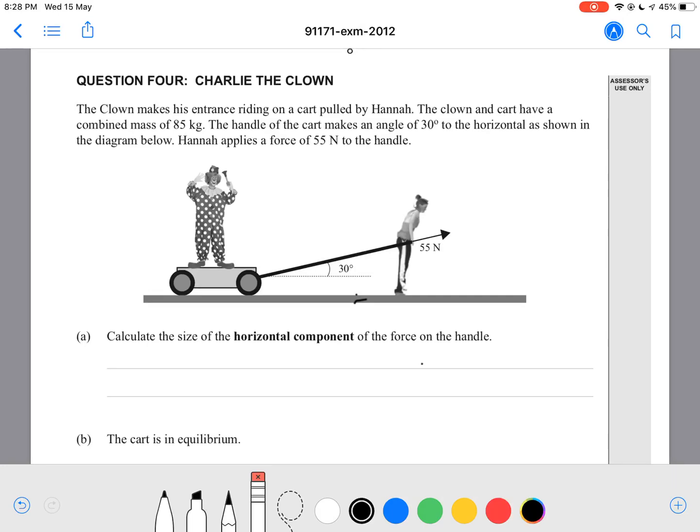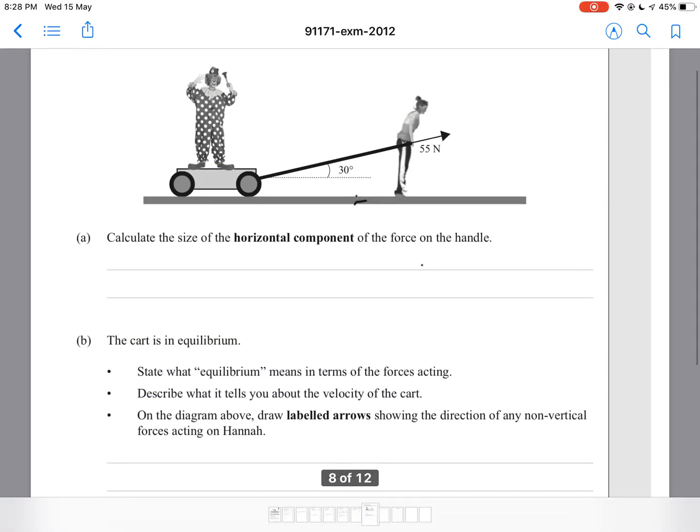Hey guys, I'm back for question 4 of the 2012 NCEA Level 2 Physics Mechanics paper. This is question 4, the last question in this test. I'm just going to get straight into it because I don't want to stay up or be doing this for too long.